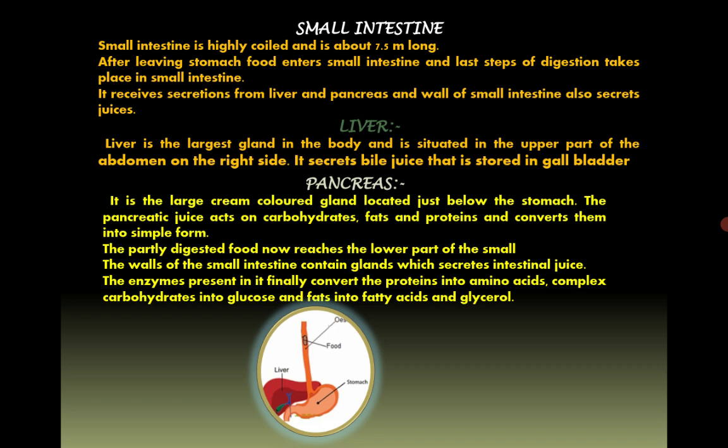The partially digested food now reaches the lower part of the small intestine. The walls of the small intestine contain glands which secrete intestinal juices. The enzymes in it finally convert the protein into amino acids, complex carbohydrates into glucose, and fats into fatty acids and glycerol.